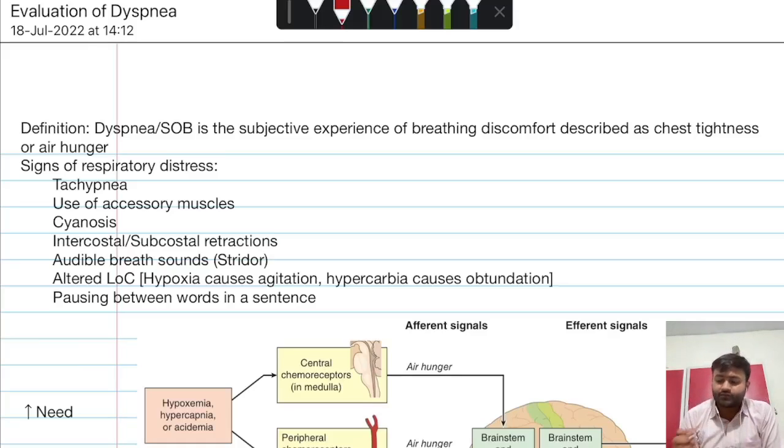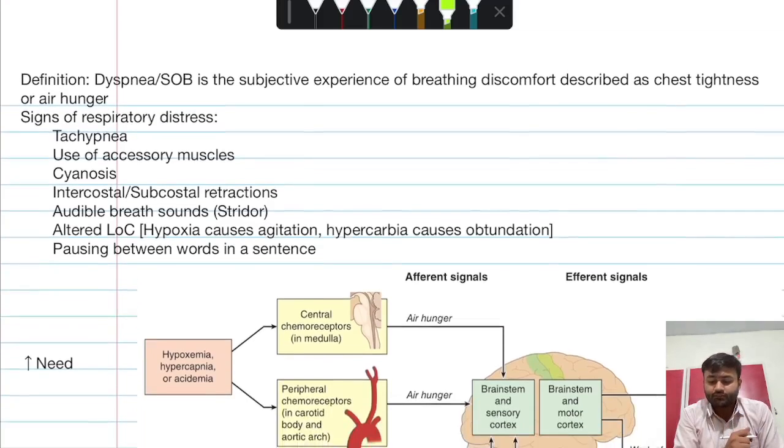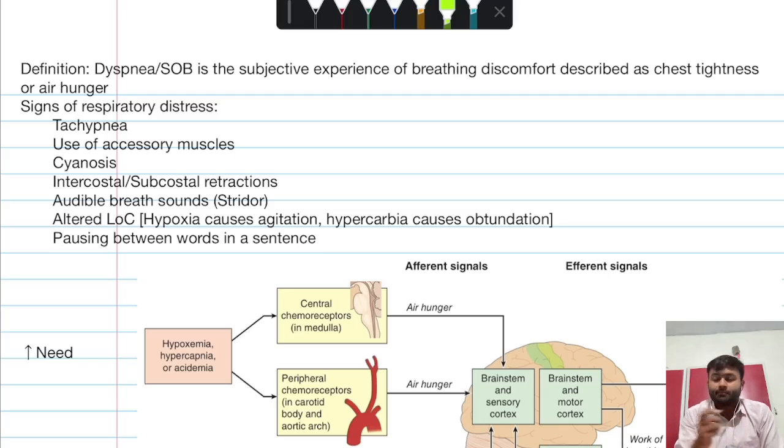The topic for today is very important. This is evaluation of dyspnea. This is the first cardinal symptom of respiratory diseases, and we will start first with a definition. The definition of dyspnea is basically a subjective experience of breathing discomfort that is either experienced by the patient as air hunger or described as chest tightness.